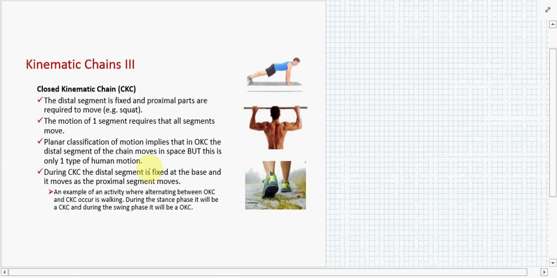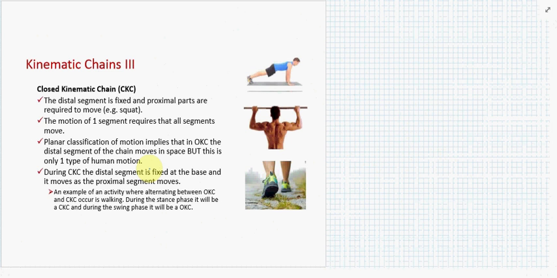Closed kinematic chains, however, are different. A segment is typically fixed so that other parts are required to move. So, say, for example, I was doing a push-up, a pull-up, or even the simple act of walking. Movement of one joint will affect successive movements in the other joints. So if I'm trying to do a push-up, bending of the elbow requires bending of the shoulder and wrist in order for me to successfully complete a push-up.